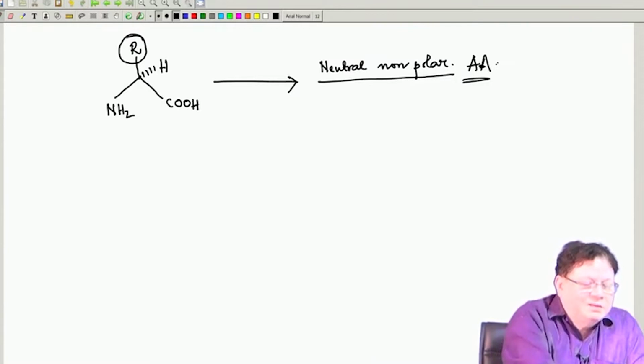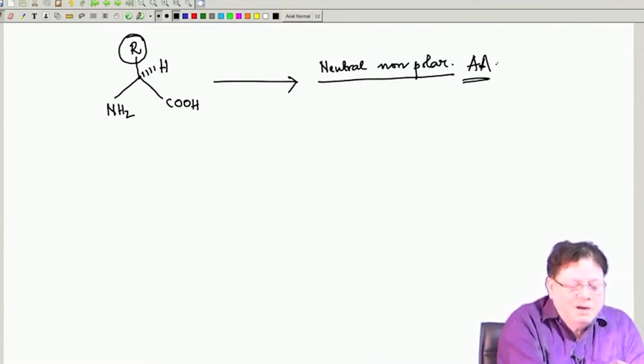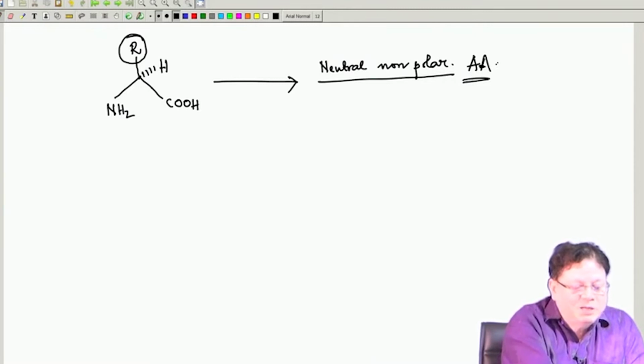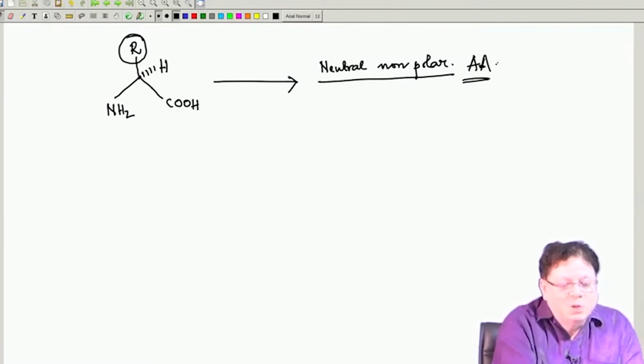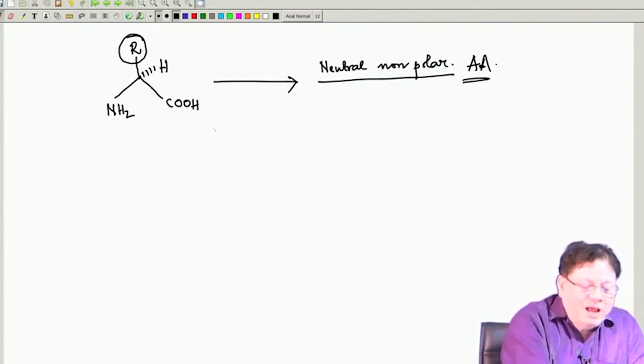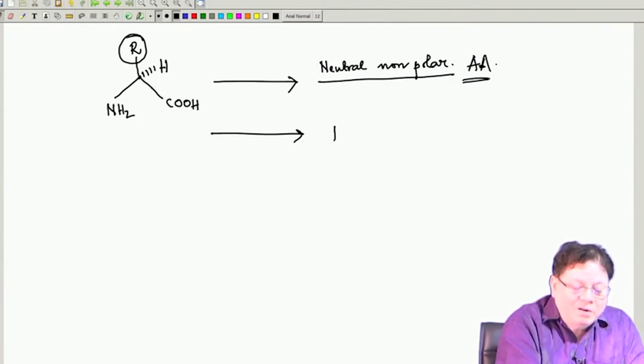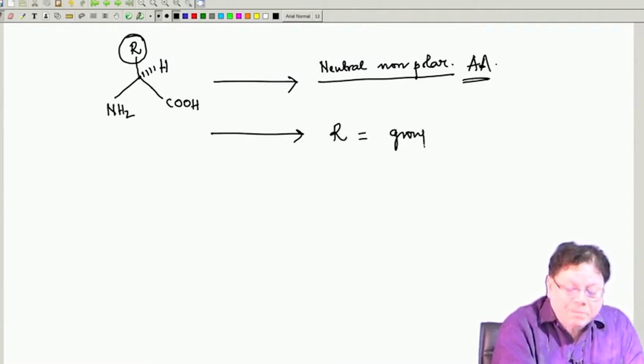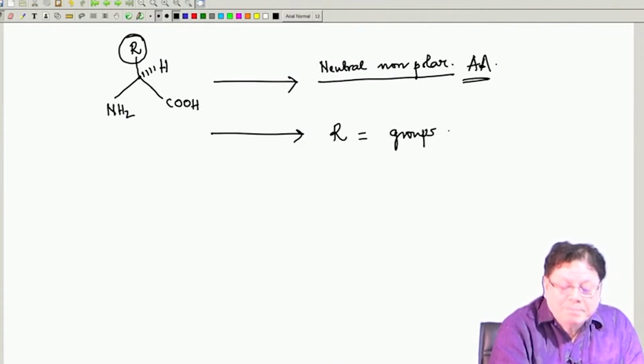Okay. These amino acids are 20 in number. They are classified according to the nature of R. If R is a non-polar side chain, then that is called neutral non-polar amino acids. Okay. Then we have that R could be groups which have the ability to form hydrogen bonds.